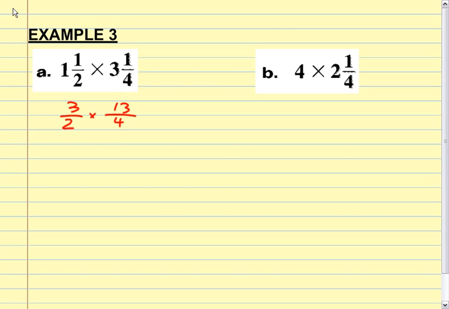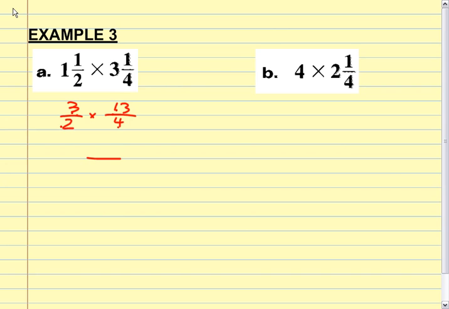I don't see anything either. 2 doesn't go into 3 or 13, and there's nothing that goes into 4 that also goes into 3 or 13. So what do I have to do then, Vivian? You have to multiply the, what do you get when you multiply the numerators? I'm sorry. 3, the numerators, the ones on top.